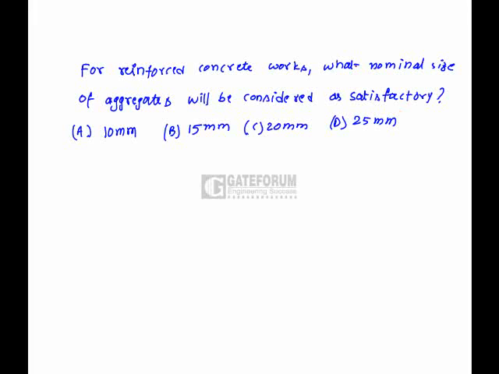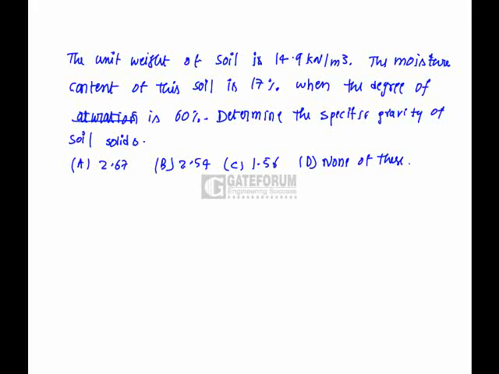For reinforced concrete works, what nominal size of aggregate shall be considered as satisfactory? As per IS 456-2000, the nominal size for reinforced work is recommended as 20 mm. So option C is correct.